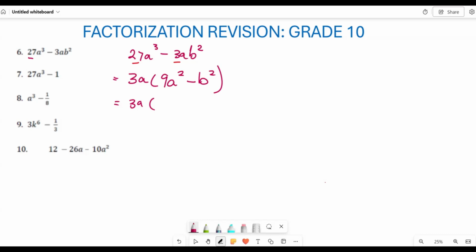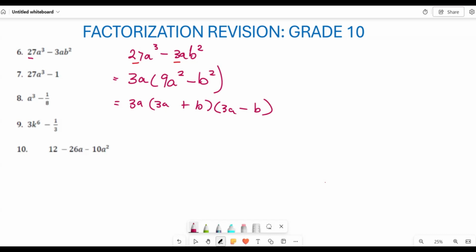Can you see that this is a difference of 2 squares? Because 9 is a square number, a squared is squared, and b is also squared. So how do you write this? The square root of 9 is 3, and the square root of a squared is a, so it's going to be 3a. And for b, it's going to be b, and also b, which means plus and minus b is going to be the solution for this particular answer.